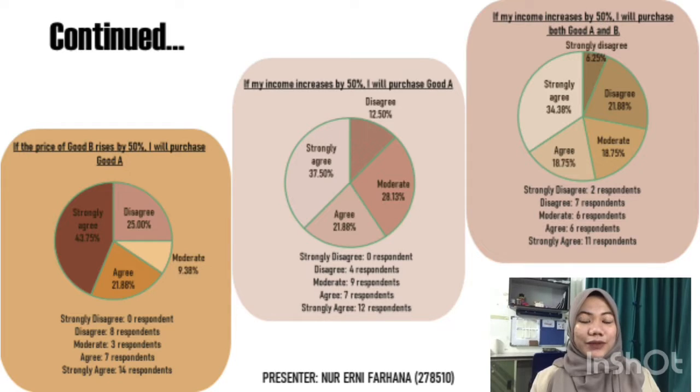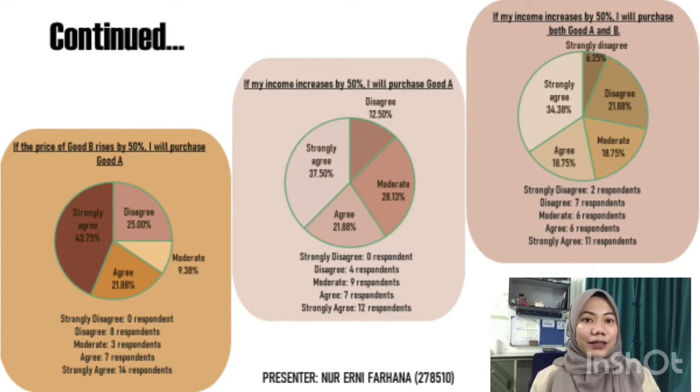The third statement is, if the price of good B rises by 50%, I will purchase good A. There are 14 respondents who strongly agree with this statement, which is 43.75%. In the meantime, 0 respondents, which means no respondents, strongly disagree with this statement. Those who selected agree were 7 respondents, which is about 21.88%. Moderate was selected by 3 respondents, or 9.38%. And lastly, 8 respondents disagree with this statement, which is about 25%.